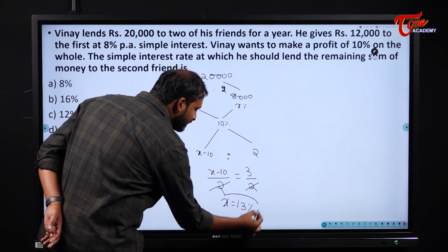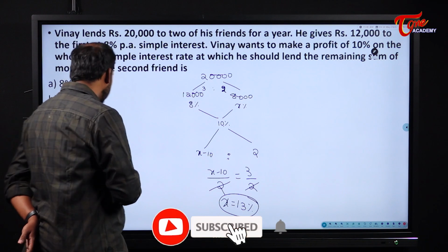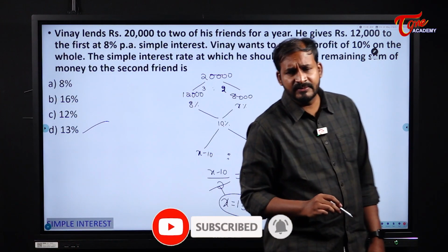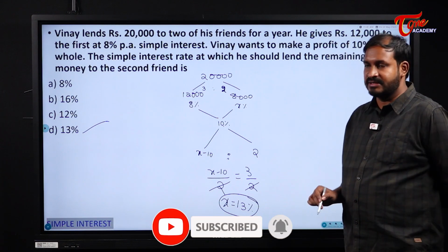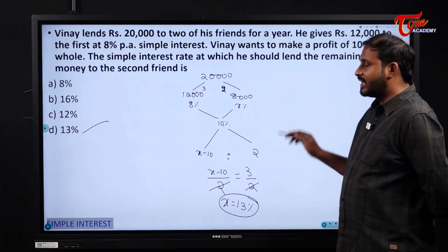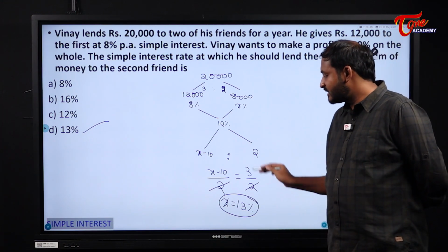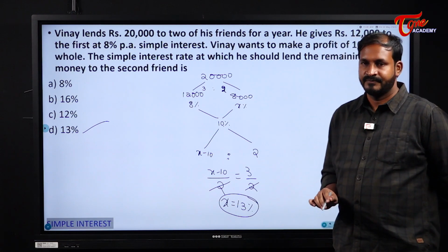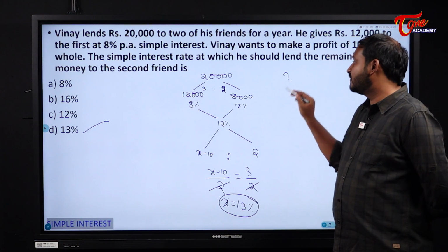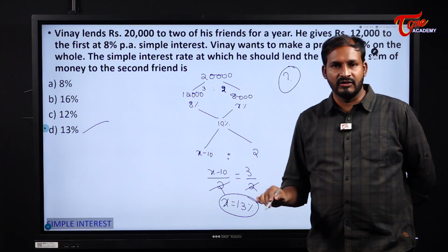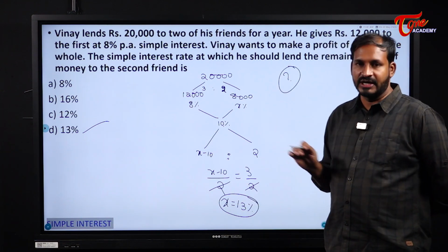That means the remaining amount he should give at 13% per annum rate of interest. 13% per annum rate of interest. Understood, students? Using the allegation rule, it is very, very easy. Try to watch that video, why we are writing this allegation and all these things. You will understand.